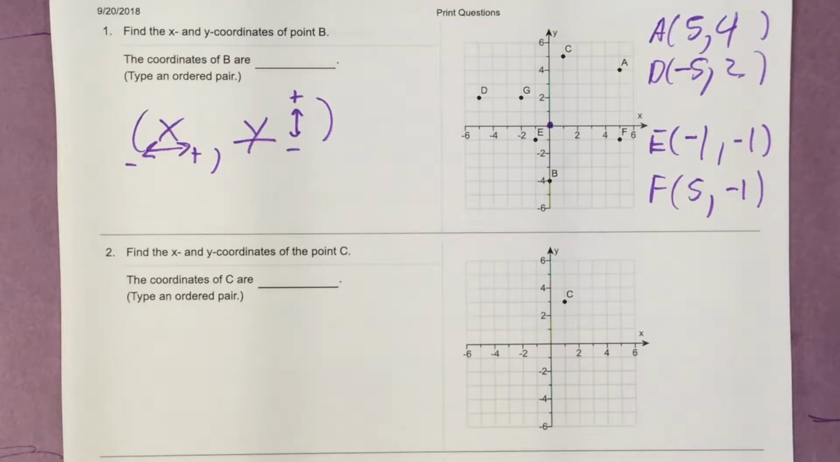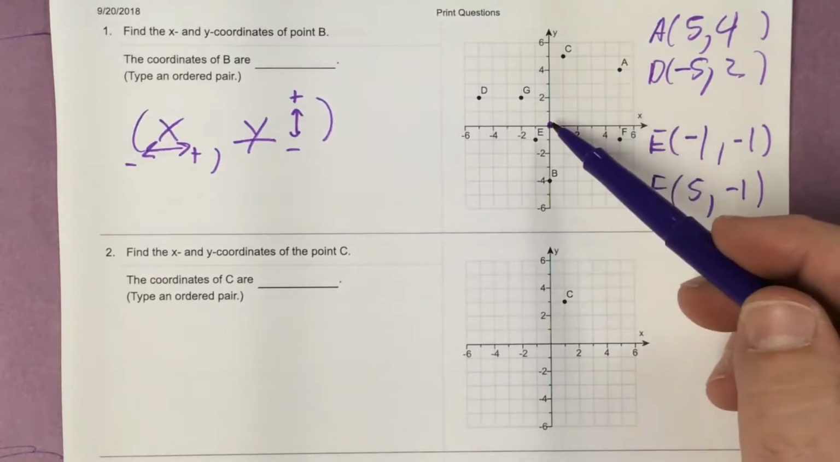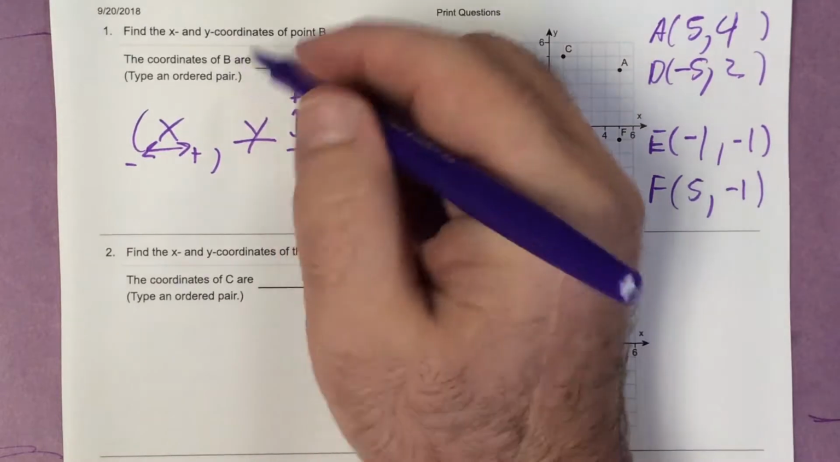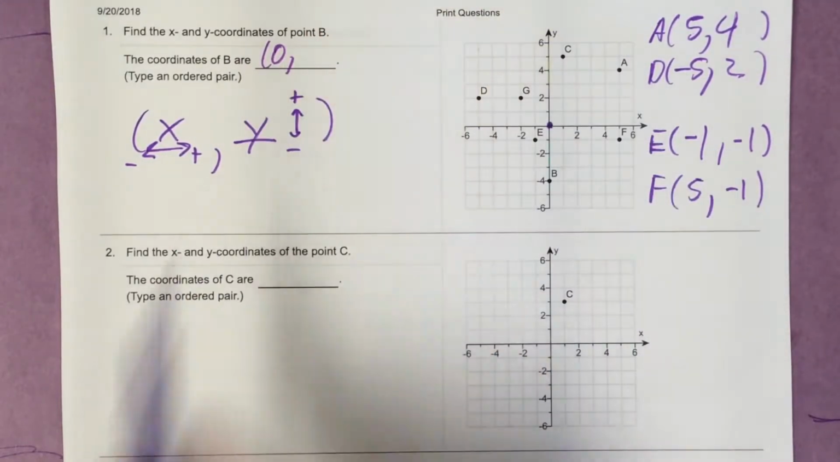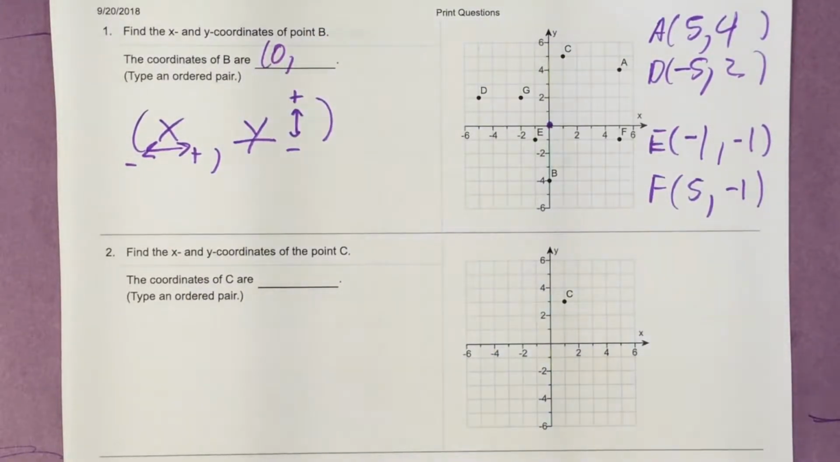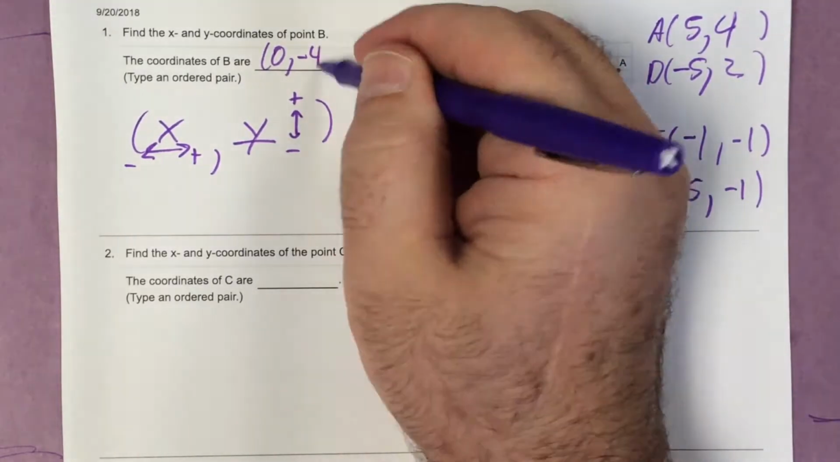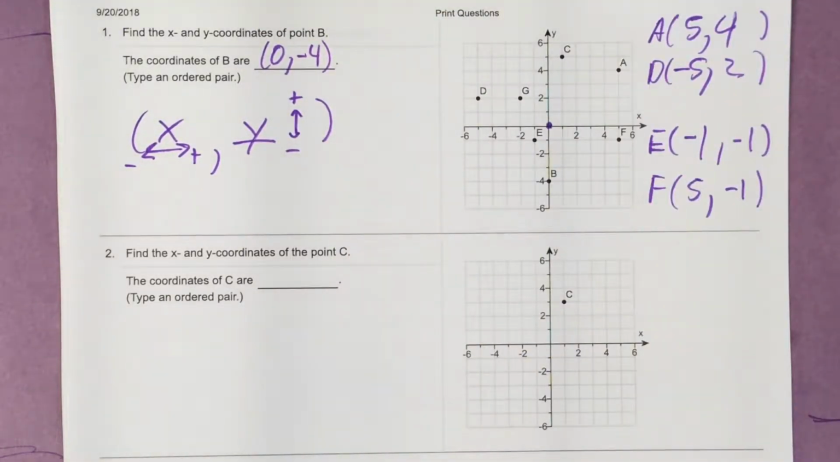In this particular question, they're asking about the coordinates of point B. And for this one, all we need to do is go down. Since we're not moving left or right at all, we're going to write that as a 0. But we do go down 4. That brings us to negative 4, hence we're going to have the coordinate for B of 0, negative 4.